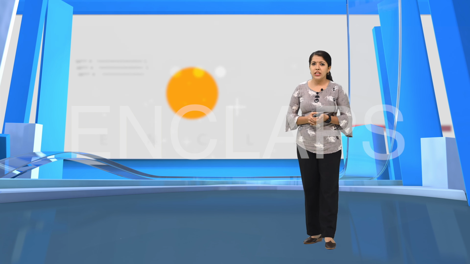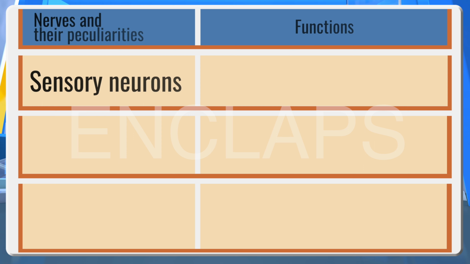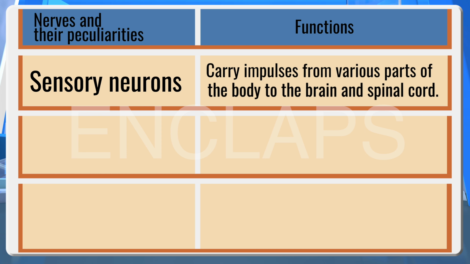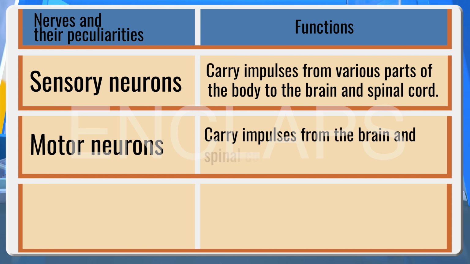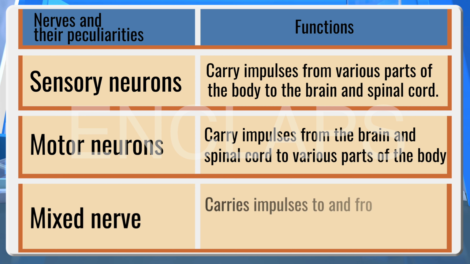What is the difference between the two? Can you guess the difference from their names? Sensory nerve carries impulses from various parts of the body to the brain and spinal cord. Motor nerves carry impulses from the brain and spinal cord to various parts of the body. Mixed nerve carries impulses to and fro from the brain and spinal cord.